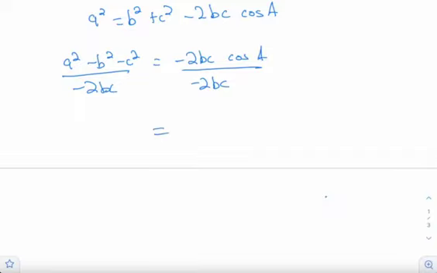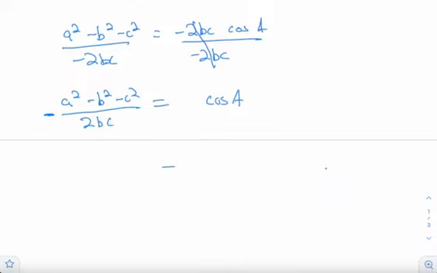So on the right side, I'll be left with cosine of A, and on the left side, I'll still have this to deal with. So A squared minus B squared minus C squared. And what I'm going to do is I'm going to take the negative and just put it out here in the front. So what we can do is distribute that in the next step. So these two will become positive. So I'm just going to write B squared plus C squared. And then the A squared will become negative. And then that's going to be over 2BC.